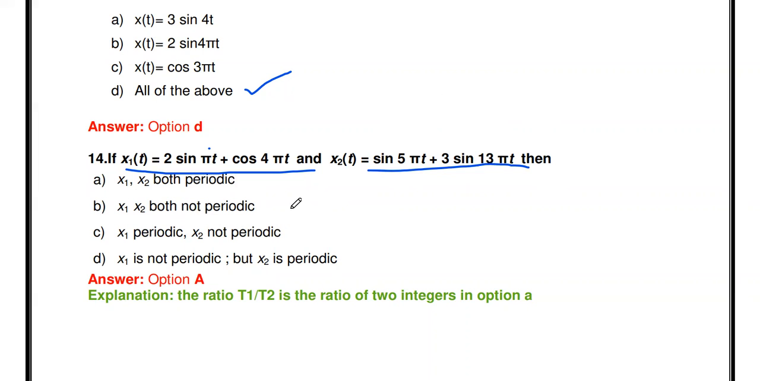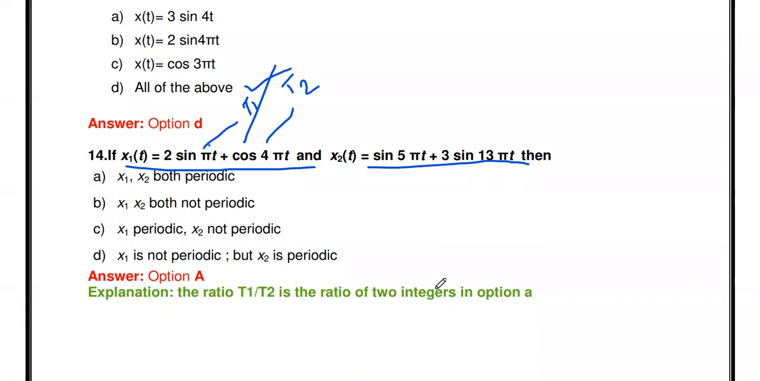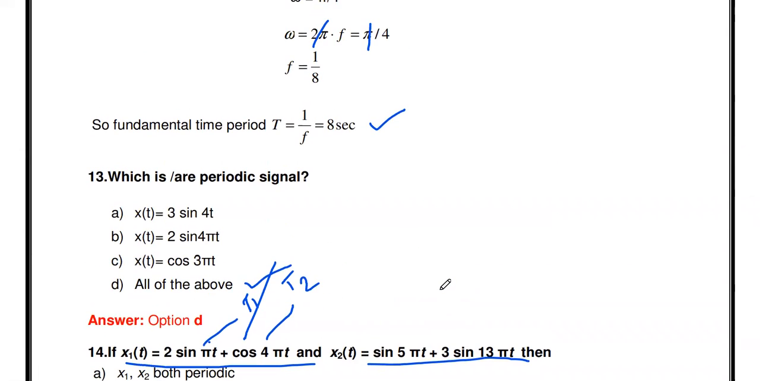In a continuous signal consisting of the addition of two terms, in order to check whether the given signal is periodic or not, we have to find the time period t1 for the first part and the time period t2 for the second signal. If the ratio t1 by t2 is a ratio of integers, we can say the signal is periodic. That is the method to verify whether the signal is periodic or not.